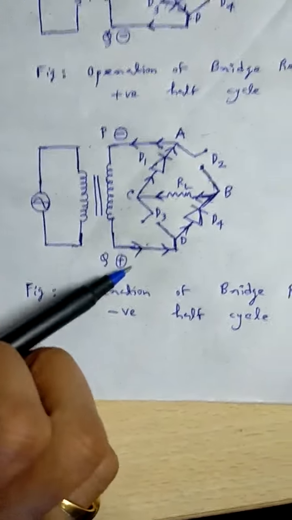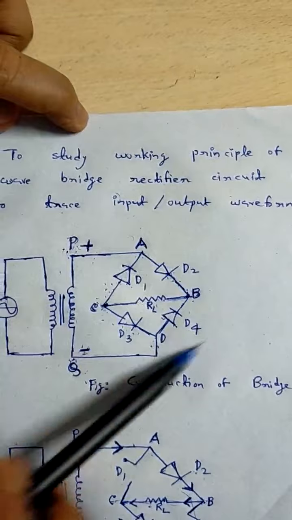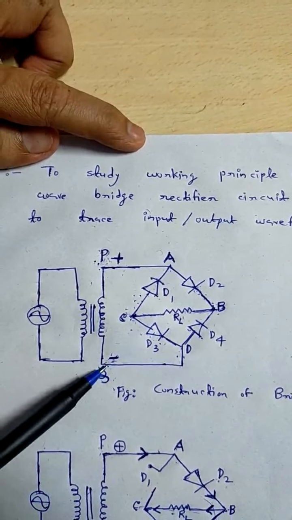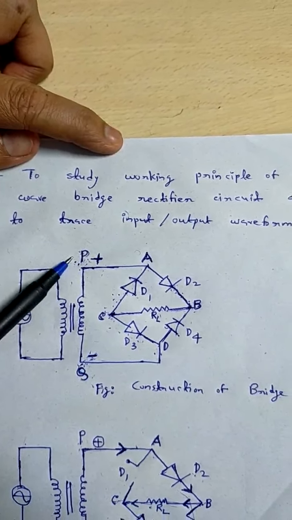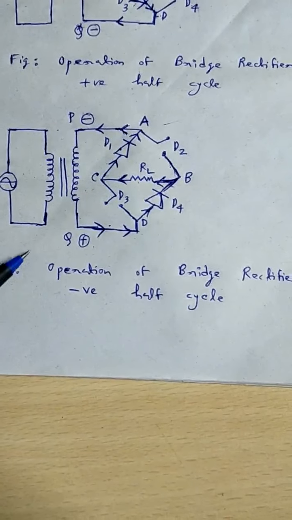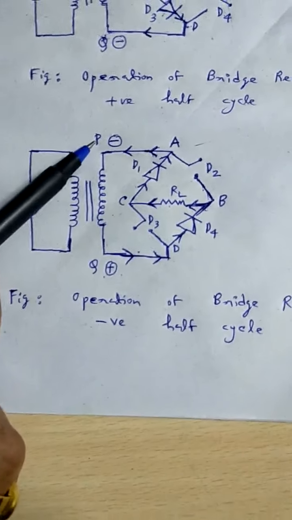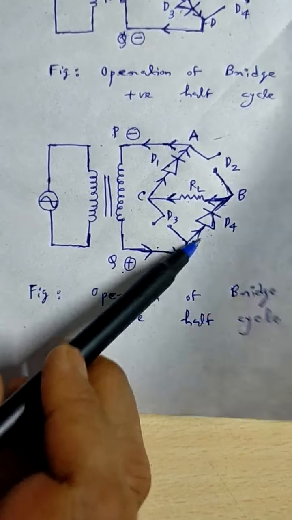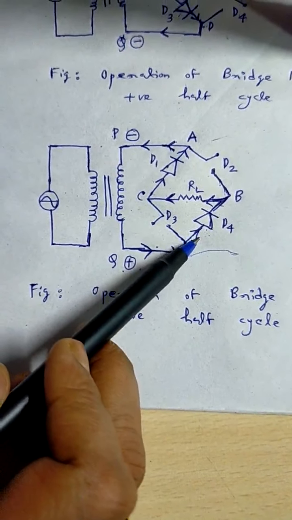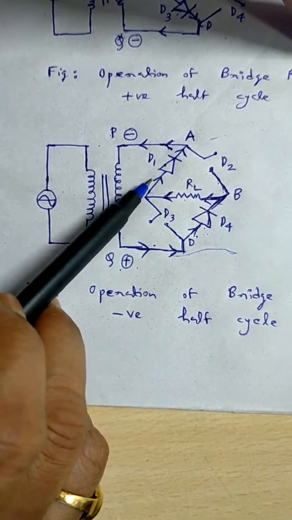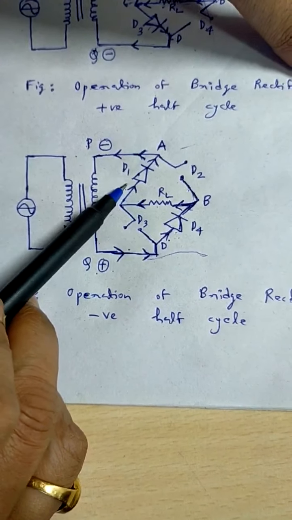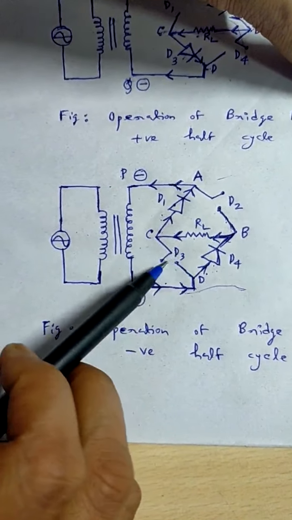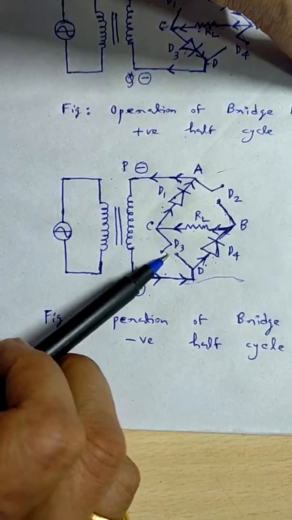Next is the negative half cycle. During the negative half cycle, the end Q will be at higher potential with respect to the end P. So obviously, diode D4 will be in the conducting mode, forward biased. Diode D1 will also be forward biased, and the other two diodes D2 and D3 will be in the non-conducting mode, reverse biased. That's why D2 and D3 will act as an open circuit.